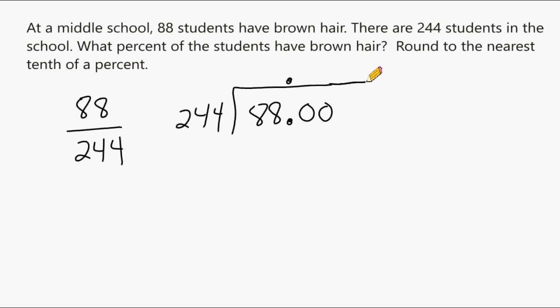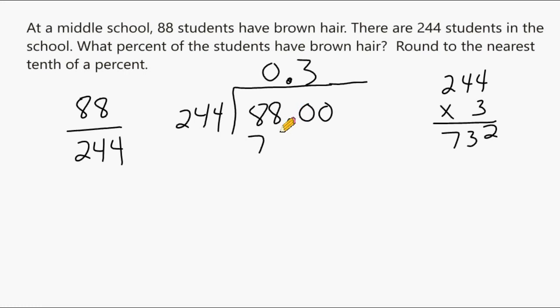All right, so let's go ahead and start dividing this problem. Well, of course, 244 does not fit into 88, but it fits into 880. So I'm going to go off to the side here and see how many times it fits in. I believe it is 3 times. It's going to be 12, 13, and 7, 732. So it fits in 3 times. And I have to subtract 880 with 732. And that's going to give me a difference of 148. And then we bring this 0 down.